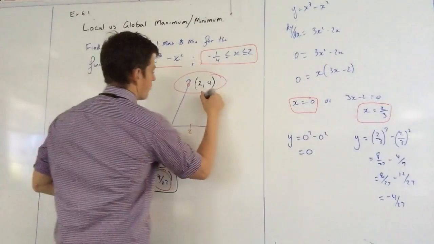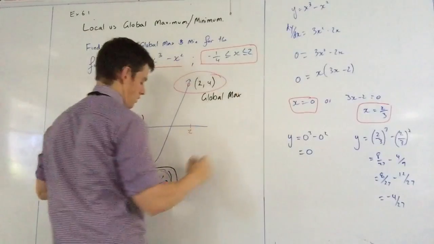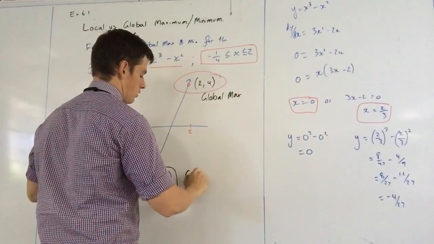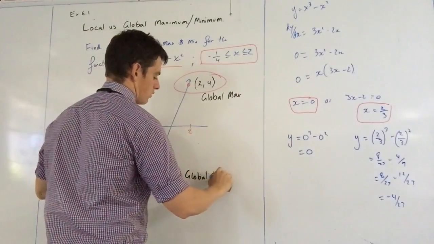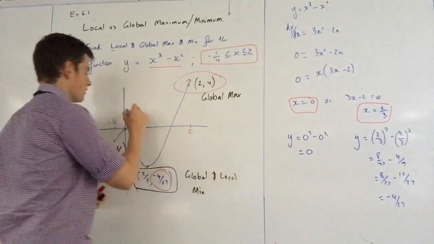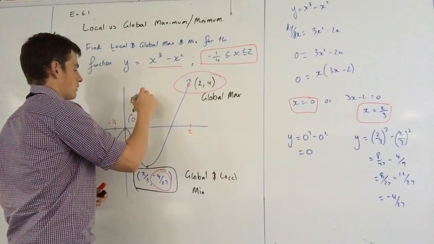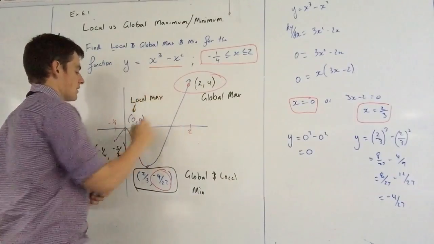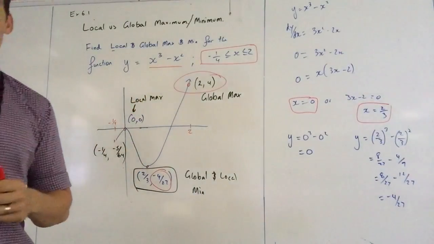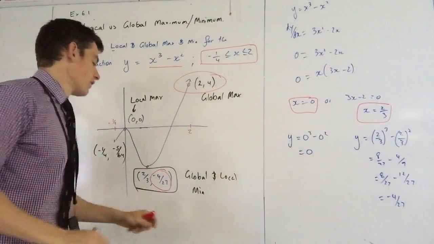I'm going to put some titles on these. This is my global max. This is my global and local min. And this point here is my local max. What that's saying is in that local area, that's the maximum value. But globally, in our domain, this is the biggest value.